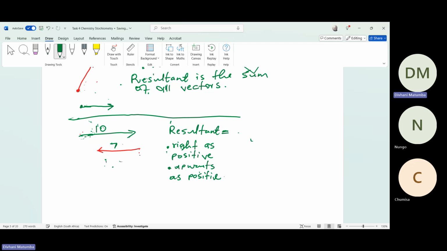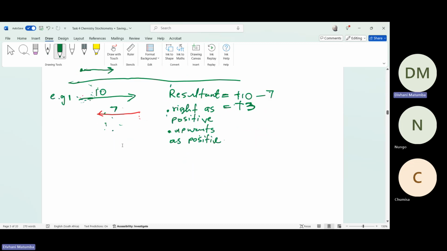So the resultant in this case will be, the first vector is 10. It is going to be plus 10. The second vector is in the opposite direction of positive. Therefore, it is going to be negative. So it's going to be negative 7. So the resultant will be positive 3. That is the resultant. This is example number 1.